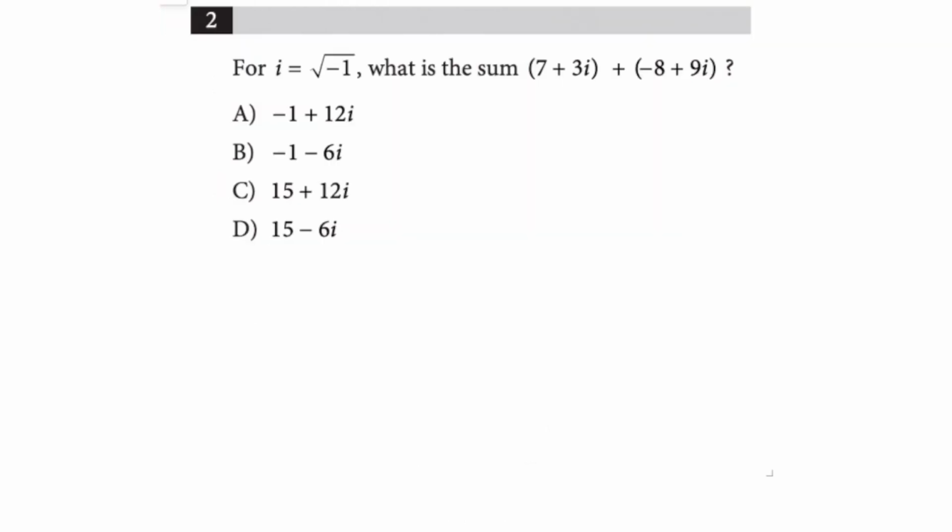Number 2, for i equals the square root of negative 1, what is the sum of 7 plus 3i plus negative 8 plus 9i? Well, here we're just adding complex numbers, so what you could do is line them up vertically if you wanted to. You don't need to do this. I have my negative 8 plus 9i, here we go.